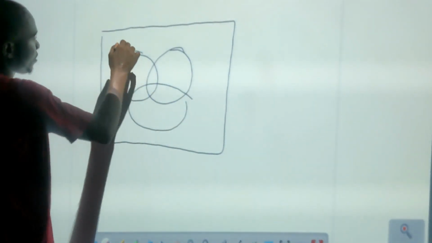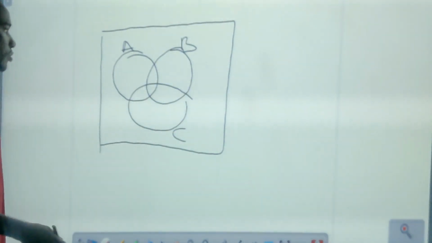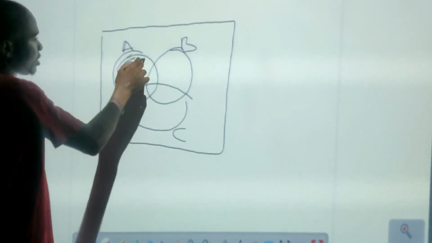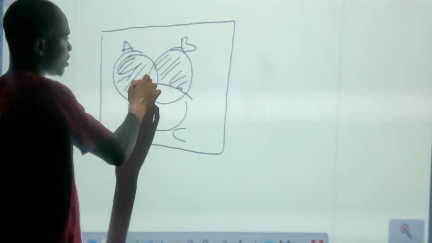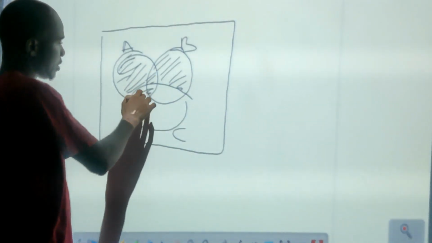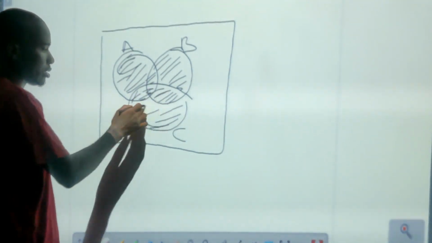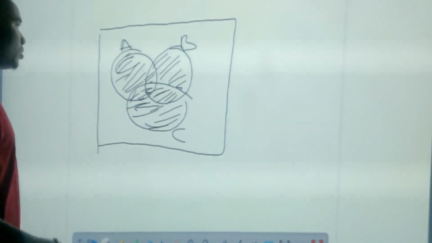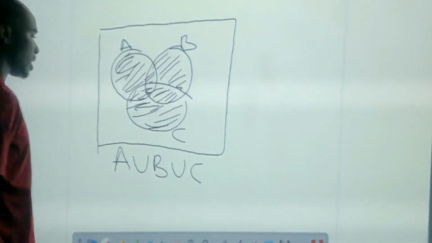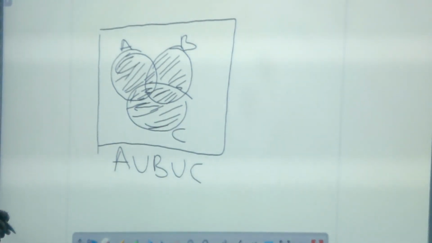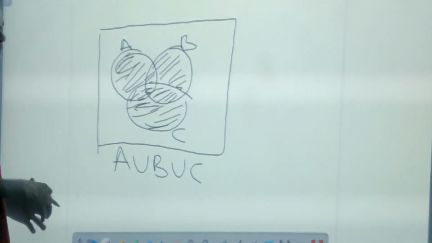So let's assume we have A, we have B, we have C, and all the shaded part is this. We have this one shaded, this is shaded, this is shaded. So all this place here that we just did is A union B union C. That means it belongs to A, B, or C. Is that okay? So all of these elements belong to A, B, C. That is that.